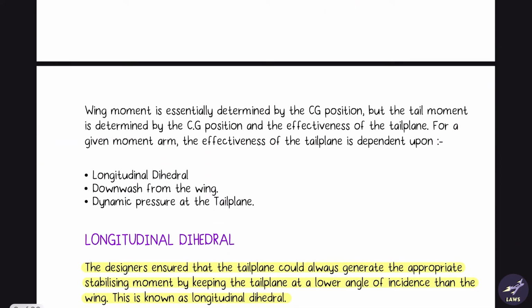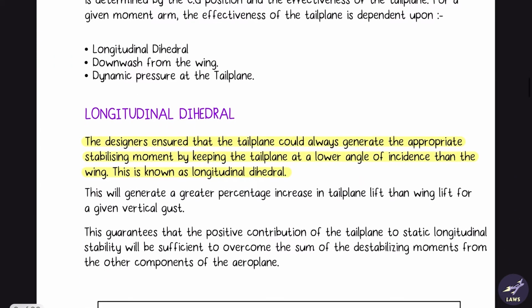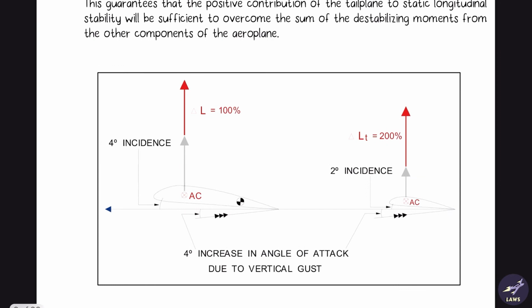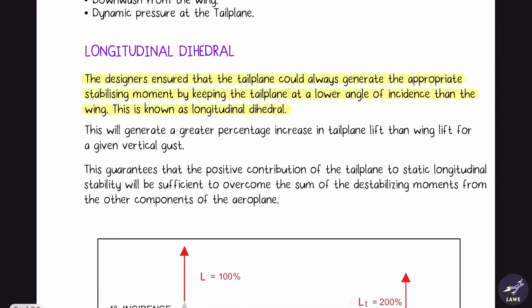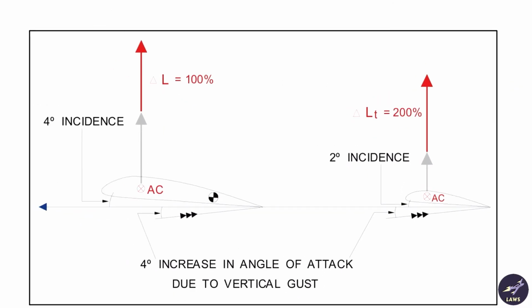So the effectiveness of the tailplane is dependent upon three factors. First is longitudinal dihedral. What they are doing is keeping the angle of incidence at the tailplane lower as compared to the angle of incidence at the wing. That is basically your wing chord line is above the tailplane chord line.